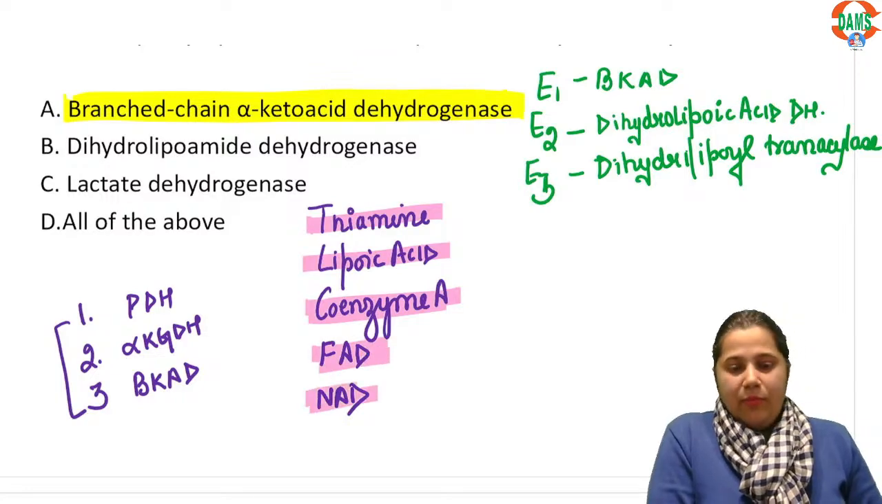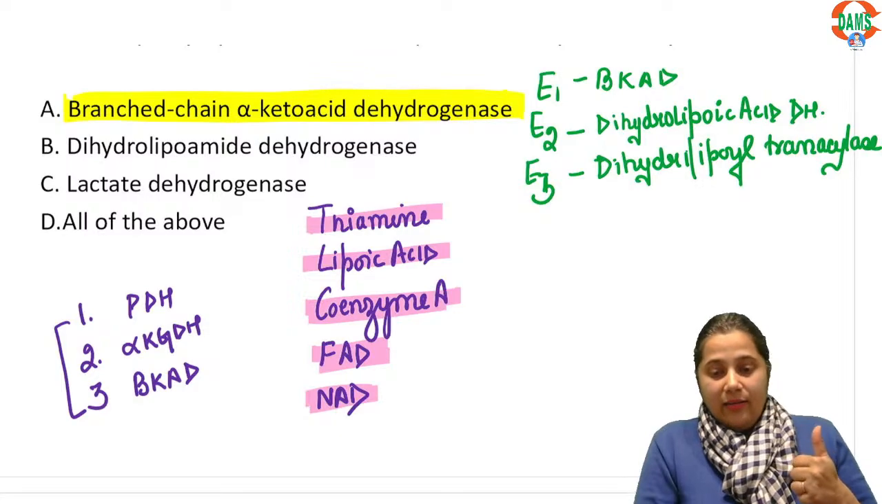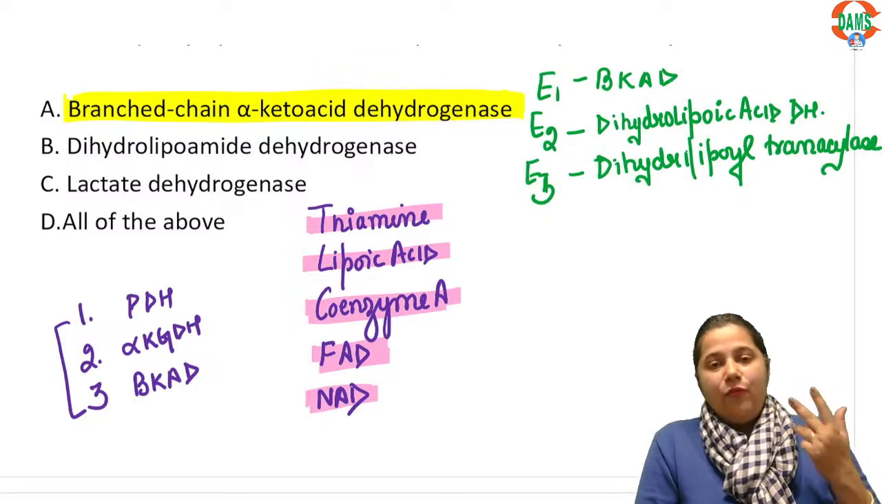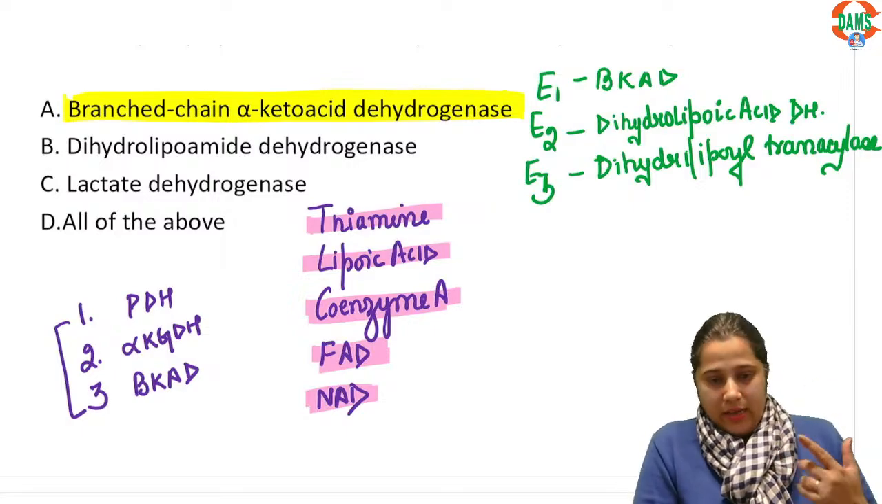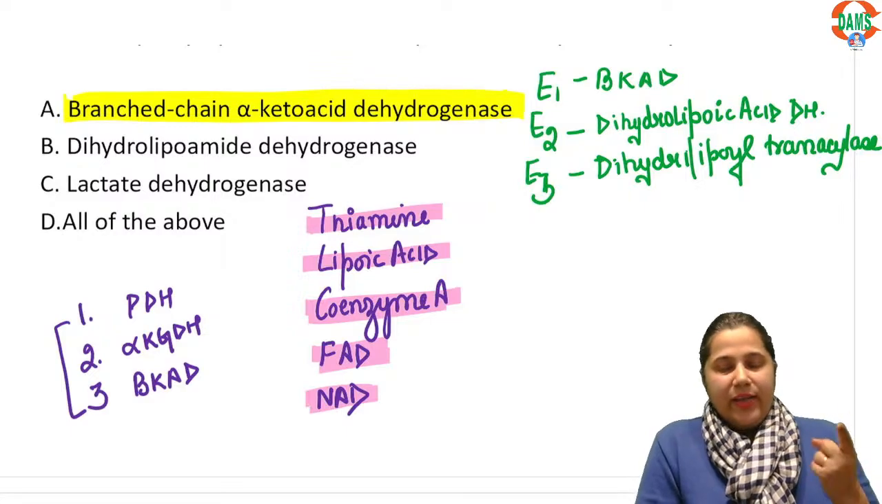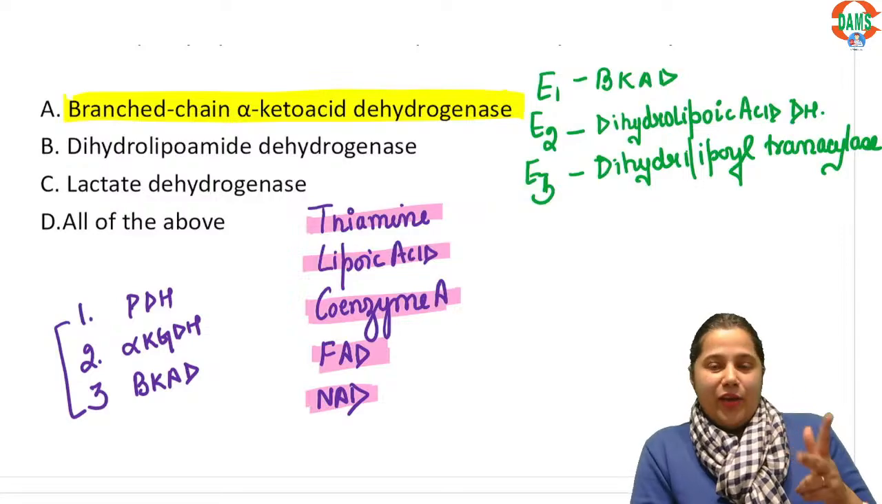Easy way to remember this is using a mnemonic that says Tender Love Care For Nancy. Thiamine, lipoic acid, coenzyme A, FAD, NAD. These are the 5 things required by this enzyme. Now I know you will remember Tender Love Care For Nancy.